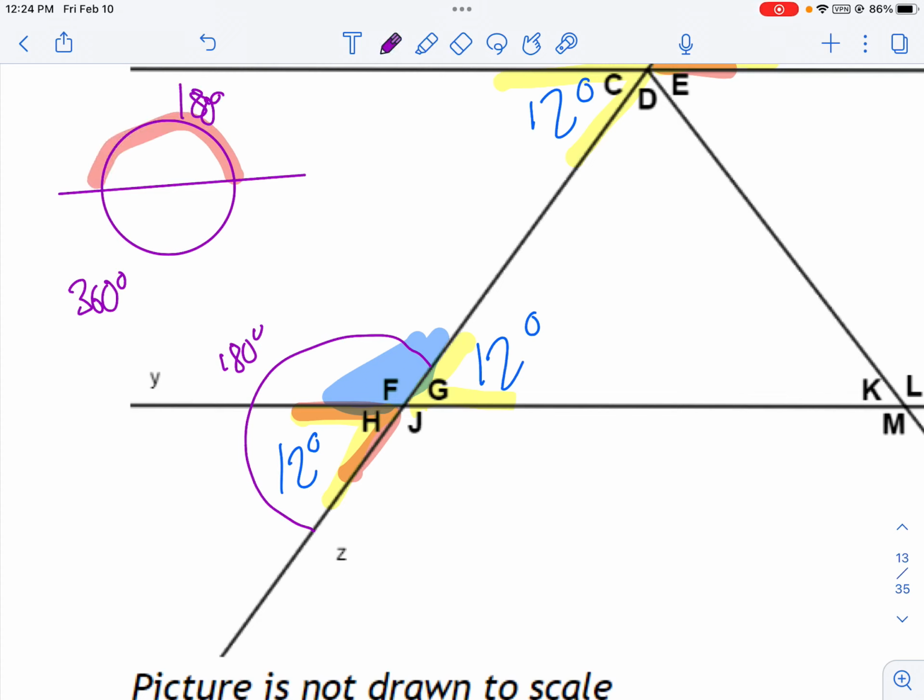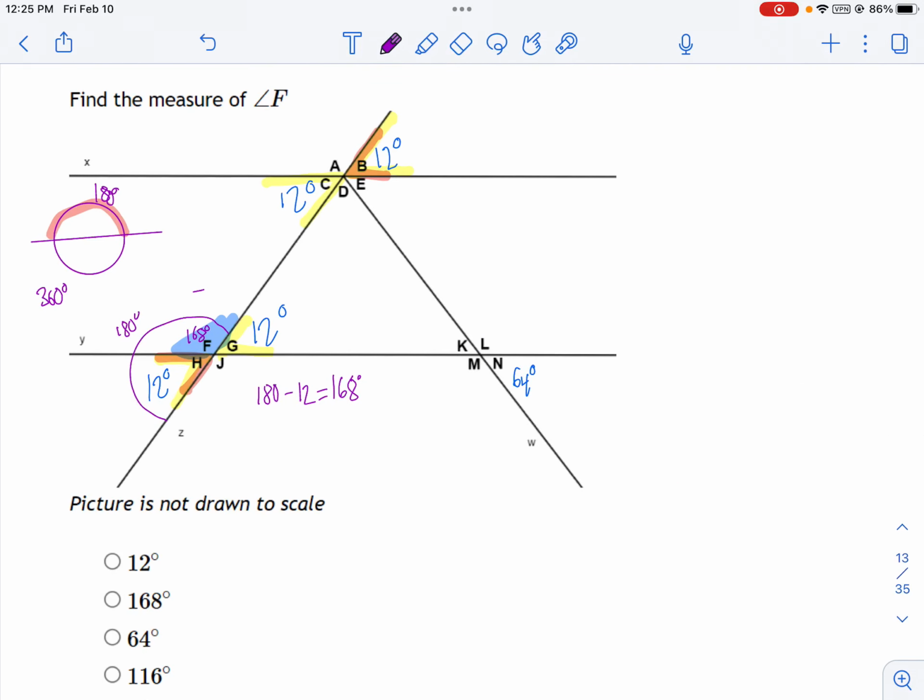And that's how we know that our angle H and F add up to 180. You could also do angle F and G add up to 180 because they're 12 in both cases. It will not matter how you set it up as long as they're on the same side of a line. So that means that you do 180, take away the 12, and we're left with 168. And that will be the measure of angle F.